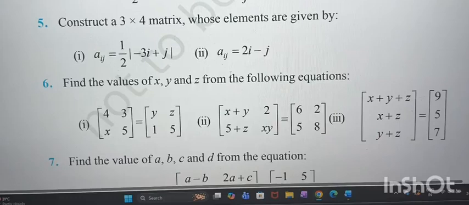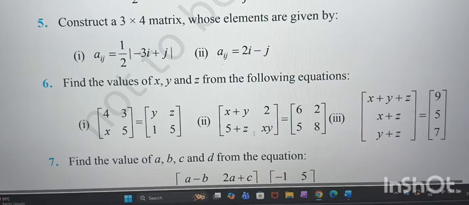Now we have learned about equality of the matrices. So whenever they're having same order, like here 2 rows 2 columns, here also 2 rows 2 columns, then if they're given equal to sign, their corresponding elements will be equal. So 4 is here, obviously y will be equal to 4. Then z is here, z will be equal to 3. 1 equal to x, and 5 already there.